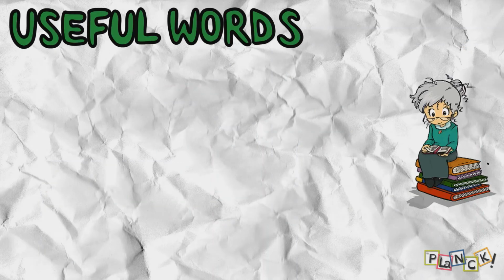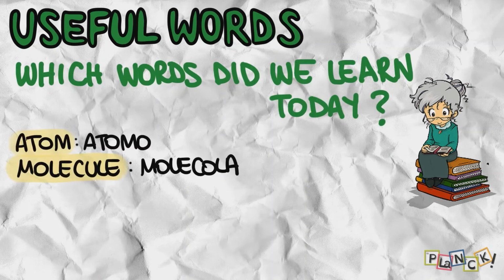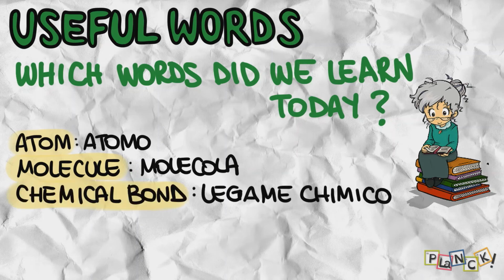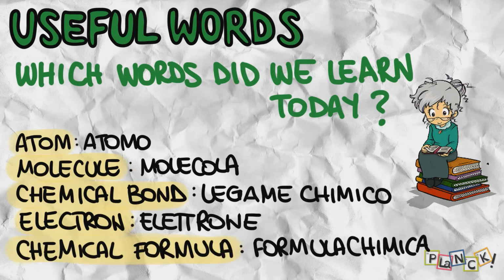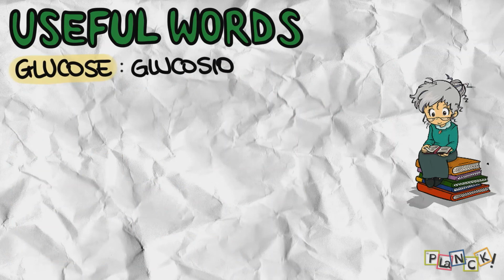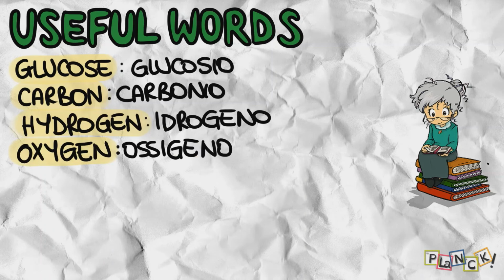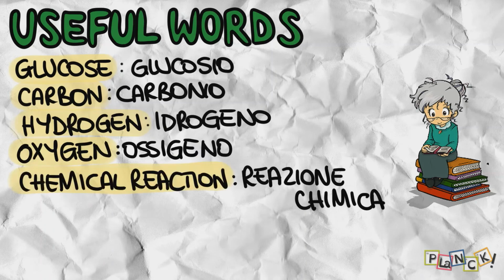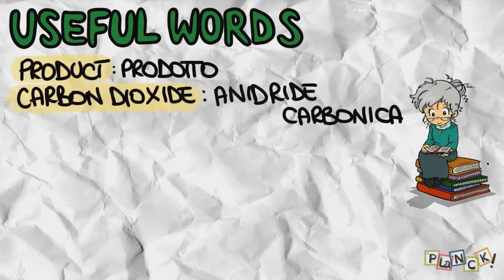Useful words. Which words did we learn today? Atom, atomo. Molecule, molecola. Chemical bond, legame chimico. Electron, elettrone. Chemical formula, formula chimica. Glucose, glucosio. Carbon, carbonio. Hydrogen, idrogeno. Oxygen, ossigeno. Chemical reaction, reazione chimica. Reagent, reagente. Product, prodotto. Carbon dioxide, anidride carbonica.